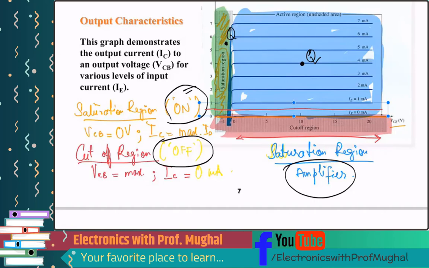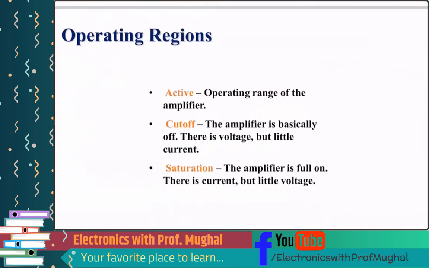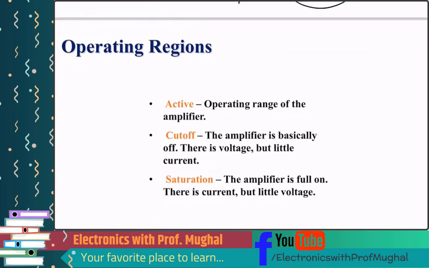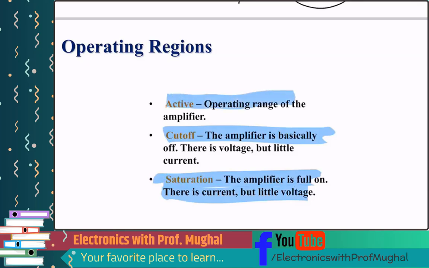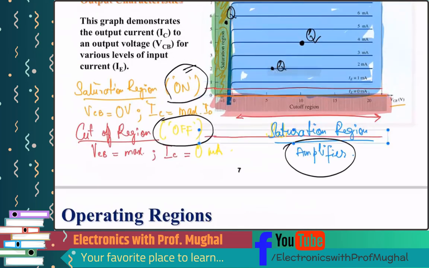Or even within the active region, I want to change my Q point from here to somewhere over here. How can I do that? That's what we are going to learn, and that's where you understand how you can use your transistor to work as a switch or as an amplifier. So I think I'm going to stop here. This is the same thing, the cutoff region and saturation region that we just studied, and the active region is where it works as an amplifier.